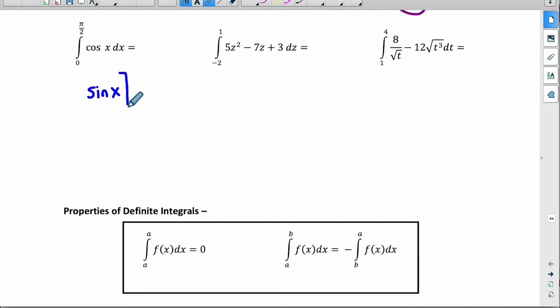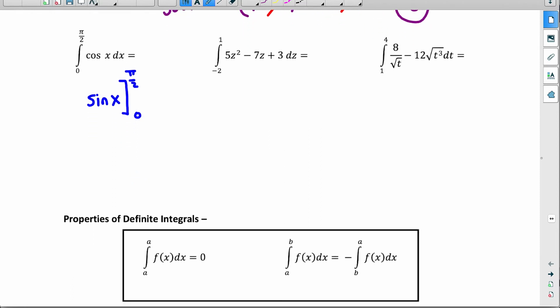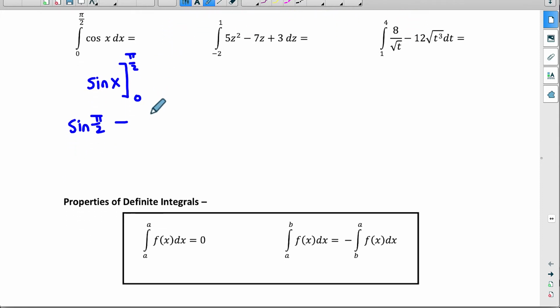Instead, we're just going to put our bracket sign or our line there and put the upper bound and the lower bound. Now, we don't need to write all this stuff I did up here about at 3 and at 1, at pi over 2. Let's just plug pi over 2 in here, so you get sine pi over 2. And then remember the last step was to subtract. Might as well just get right into that. We're going to subtract whatever the value is when you put 0 in there. Sine 0.